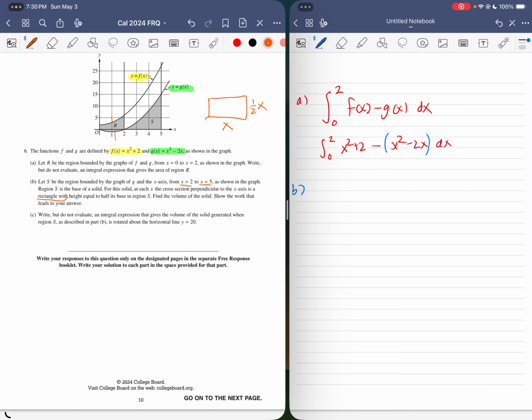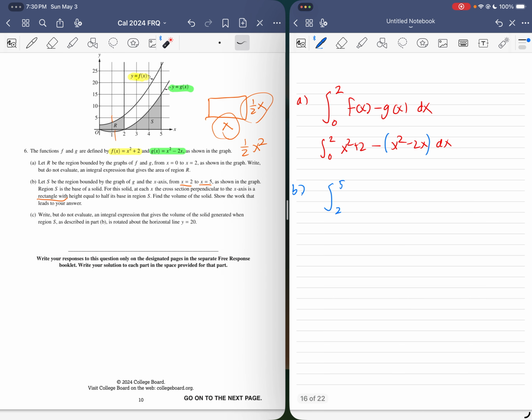All right, so the area of the rectangle is base times height. So in this case, x times 1/2 is 1/2 x squared. In this case, this x squared means this entire thing, so keep that in mind. So let's do this. Antiderivative, and this time it's going to be 2 to 5. So I'm going to put 2 to 5.